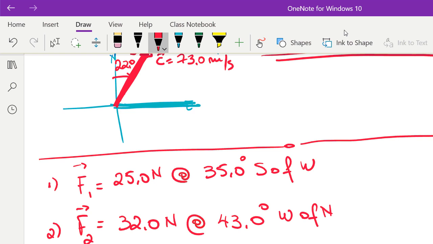Now, example number 3 will be F3 equals 27 newtons at 30 degrees east of south.